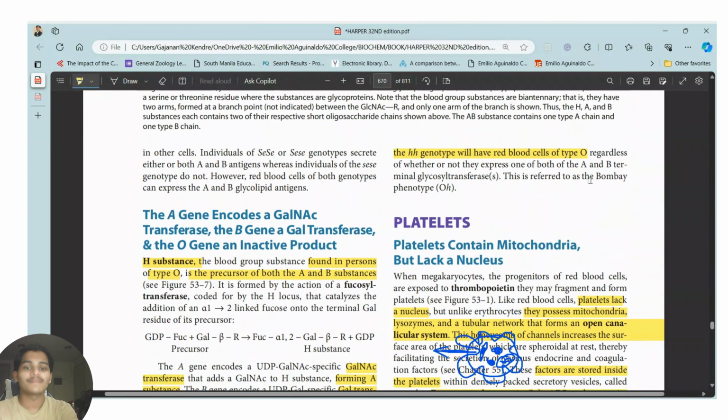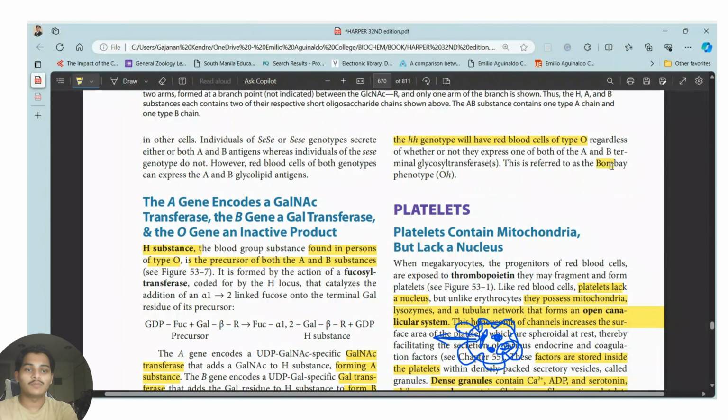This Bombay phenotype: the red blood cells will be type O, regardless of whether or not they express the A or B terminal glycosyl transferases. It means that whether or not they show these reactions, this O type is referred to as the Bombay phenotype. It's like H becomes hh, recessive h, which forms the homozygous recessive genotype or phenotype, and will present as the type O blood group.